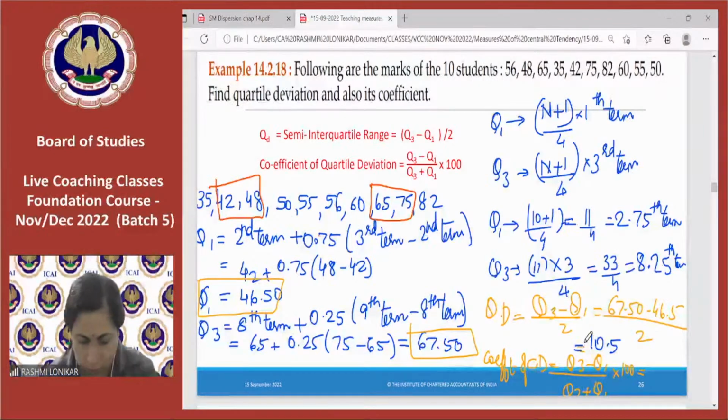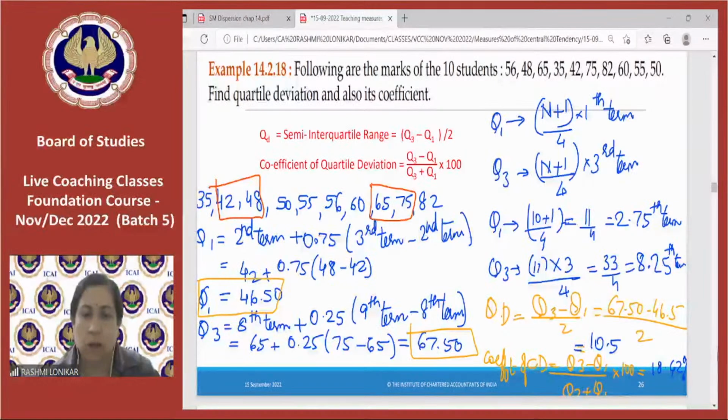67.5 minus 46.5 is 21, divided by 2 is 10.5. Okay. Then I have Q3 67.5 plus 46.5, which is 114. 21 divided by 114 is 18.42. Yes, very good, Vibhika. It is 18.42%. Yes, very good.